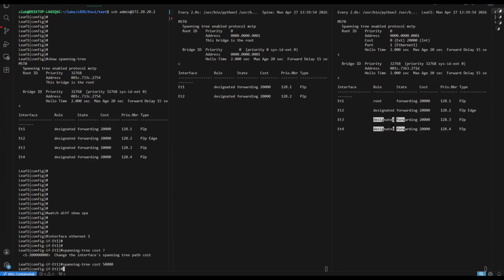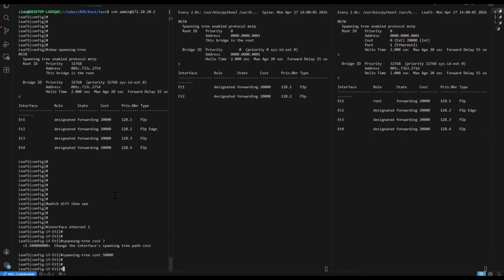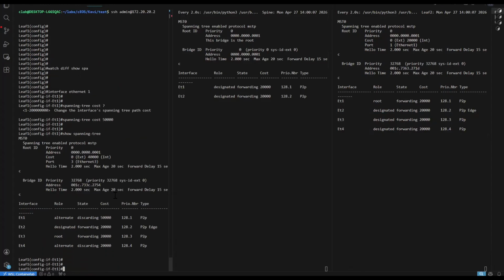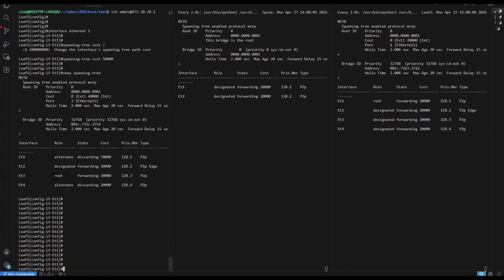Now you can see here on leaf 2, it has changed. ET3 and 4 have become designated. Now, show spanning tree. If you look carefully here, ET3 has become the root port, because ET1 has a higher cost to reach the root bridge, which is 50,000. So ET3 has become the root port because it has a lower root path cost than ET1.